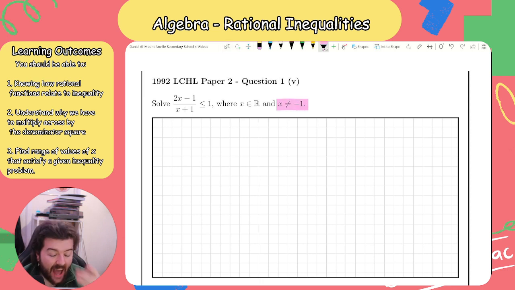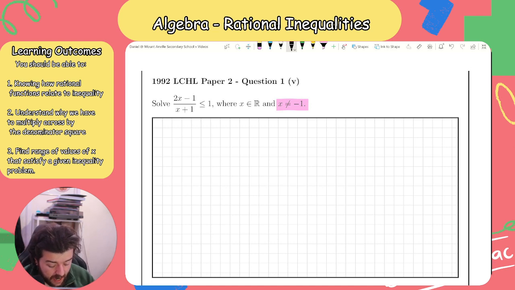So again, that is just a formality. They're just telling you that x can never equal minus 1. You're rarely ever going to need it, but it's just something they kind of have to put there just in case so no one complains. So this is an easy one.